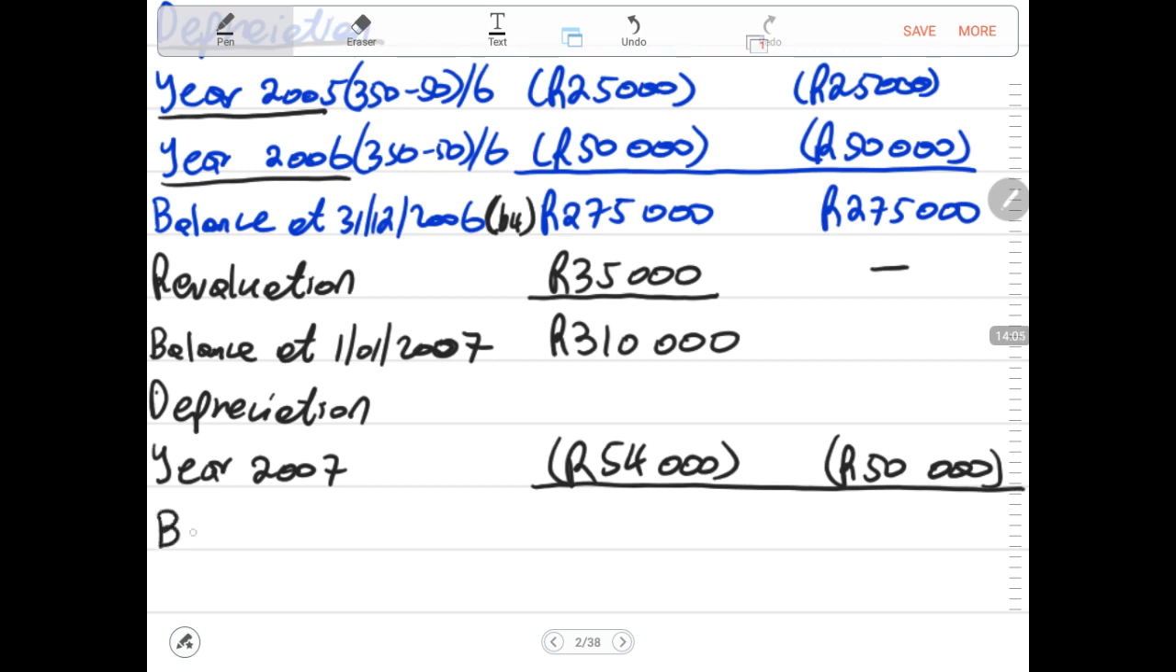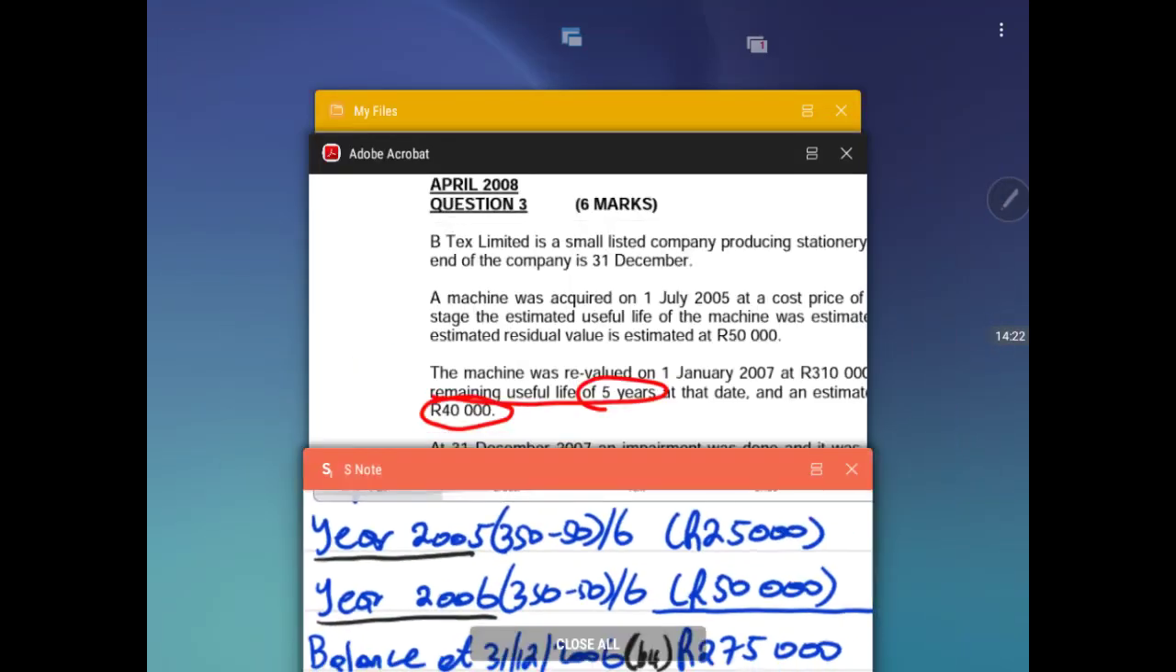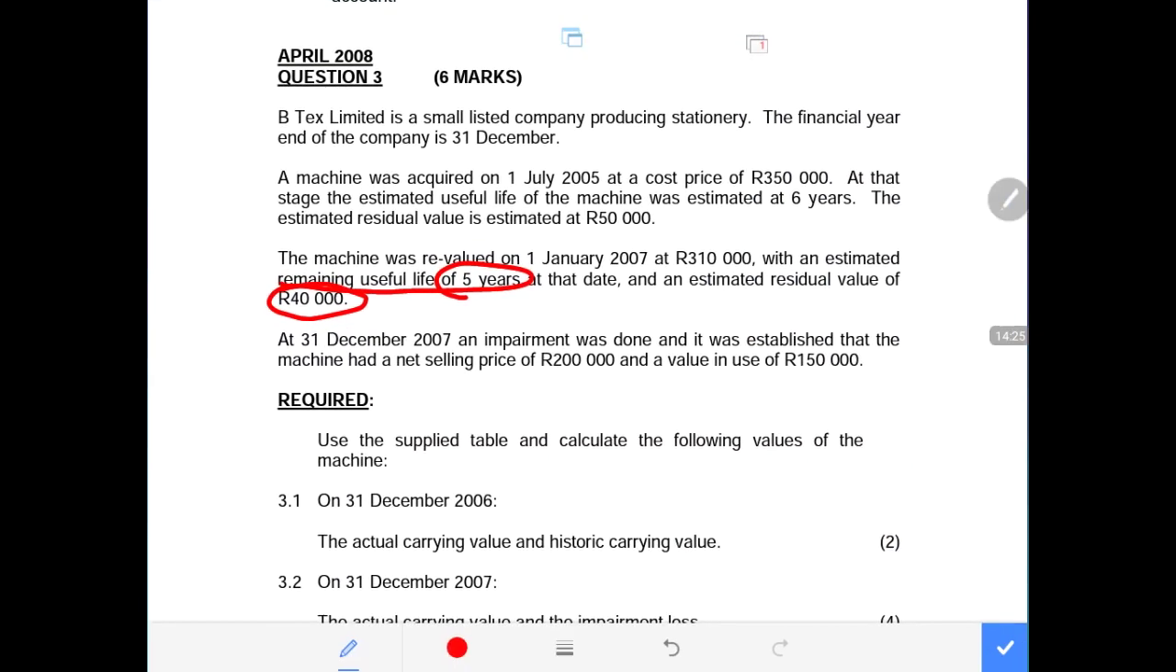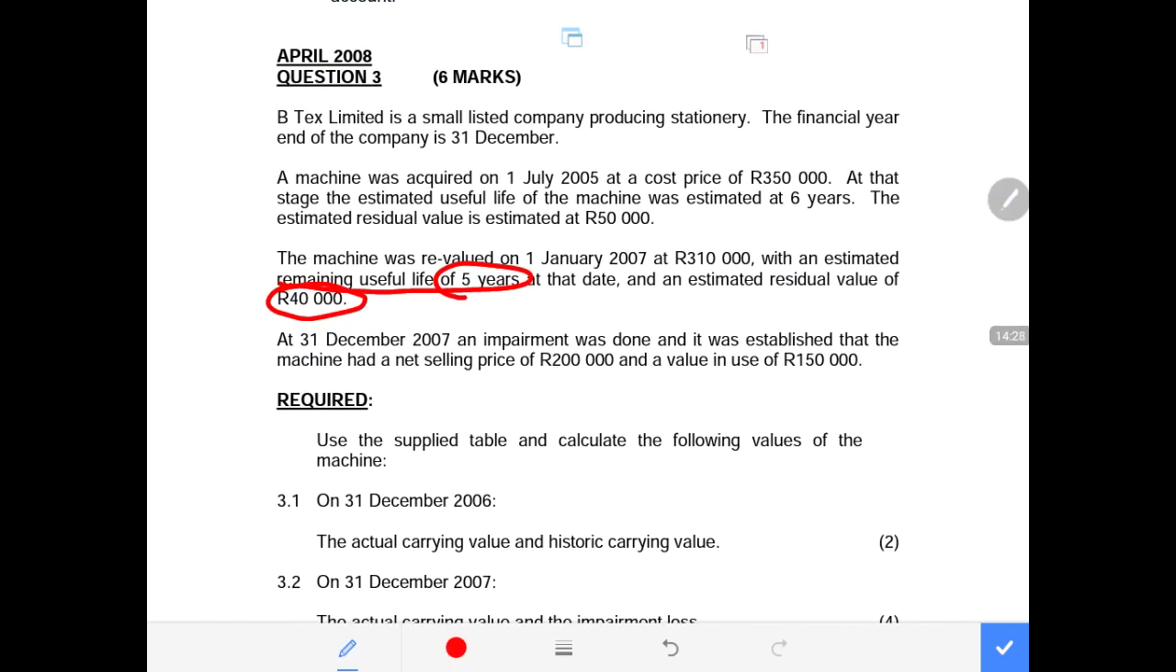What do we get after? We get into a balance. Where is this balance? At 31st of December 2007. What did they say to us at 31st of December 2007? They said at 31st of December 2007, an impairment test was done, and it was established that the machine had a net selling price of 200,000 rands and a value in use of 180,000 rands.